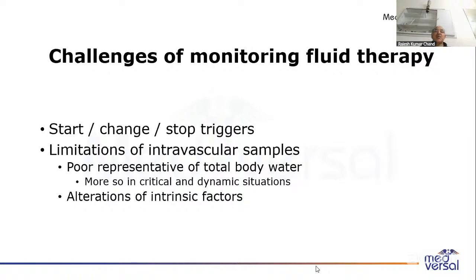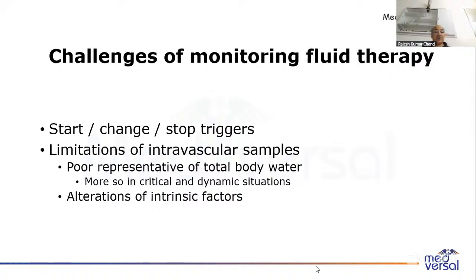Then why do we need to monitor fluid therapy? Because monitoring of fluid therapy can help us give the start, stop, and change triggers for fluid therapy. But the limitation of monitoring is that intravascular samples are poor representatives of total body water. As I told you, total body water is 60 liters, and intravascular is only 5 liters. Whatever sampling we do, blood gases, laboratory tests, all the values which we get are in the 5 liters of water, and they may not necessarily represent the intracellular composition because the transport of water between the compartments may have changed or been hampered. So this is the challenge.